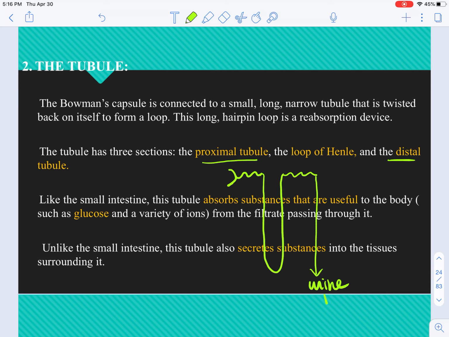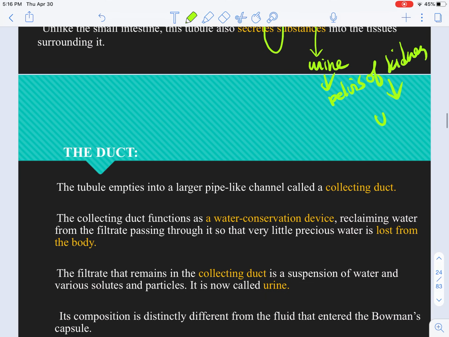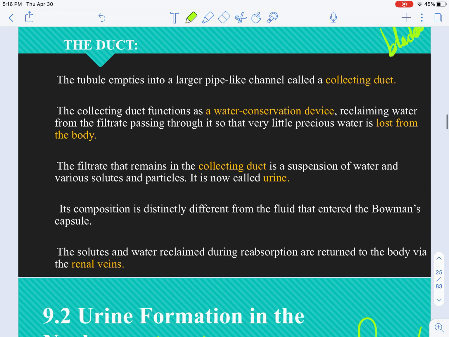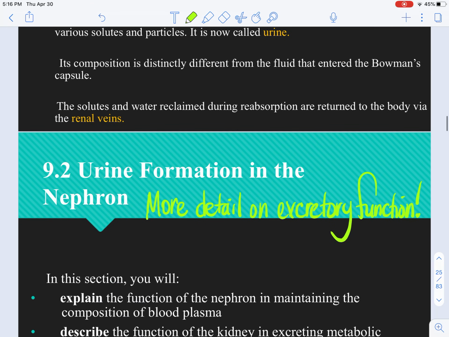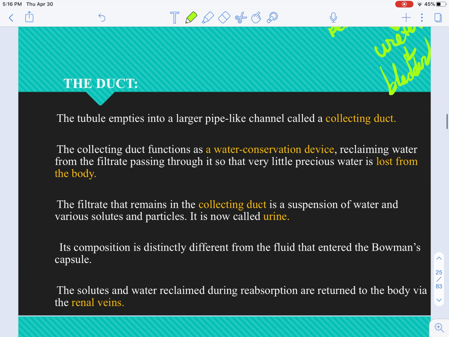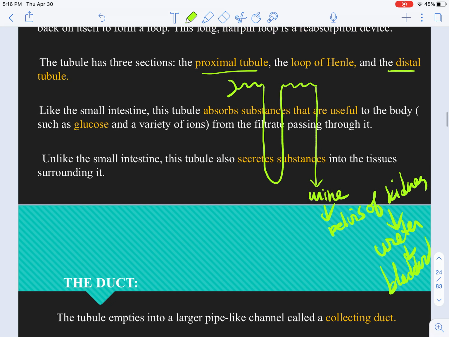Because remember, this nephron is just in the kidney part itself, the cortex and medulla part. So any urine that is collected in the collecting duct is headed into the renal pelvis of the kidney. And that's where it can go down to the ureter and down to the bladder. Ureter and then bladder. Okay, so that's what this slide is saying.